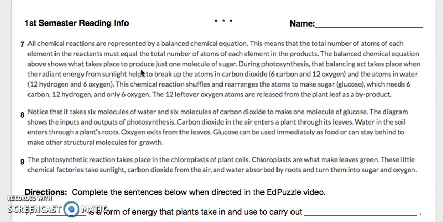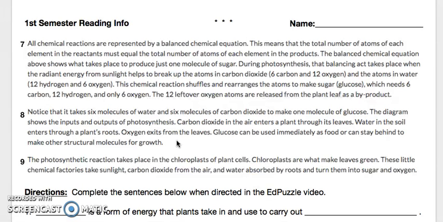During photosynthesis, the balancing act takes place when the radiant energy from the sunlight helps break up the atoms in the carbon dioxide and the atoms in the water. This chemical reaction shuffles and rearranges the atoms to make sugar, and the leftover oxygen atoms are released from the plant leaf as a byproduct. This is not going to be on our test. I just want you to hear it again, though. Notice that it takes 6 molecules of water and 6 molecules of carbon dioxide to make one molecule of glucose. The diagram shows the inputs and the outputs of photosynthesis.